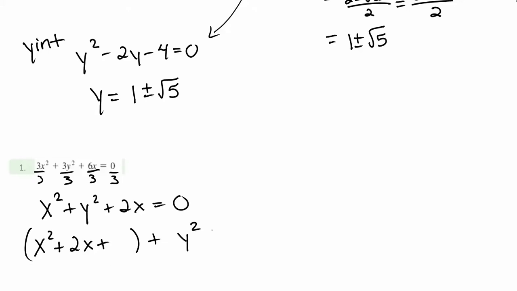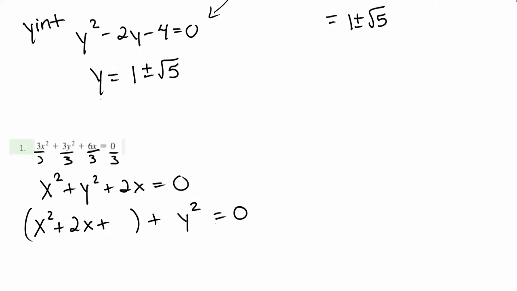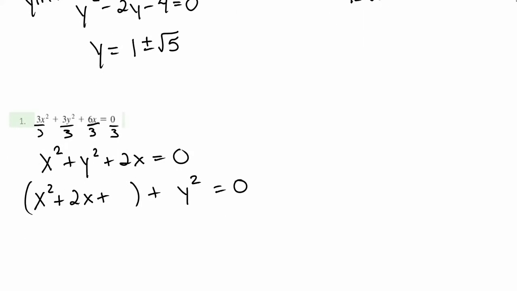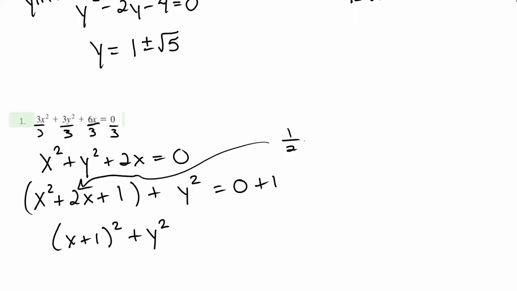Plus, now in this case, y squared doesn't have a linear term, so this is just like y minus 0 squared. So you know the y coordinate of the center is 0. Again, this is a similar problem. You take half of 2, which is 1, squared is 1. So your perfect square trinomial is going to be x plus 1 squared, plus y squared. But remember, you have to add 1 to this side, because you take half of 2 and you square it, and that's where we got the 1 from. That's how we figured that out.